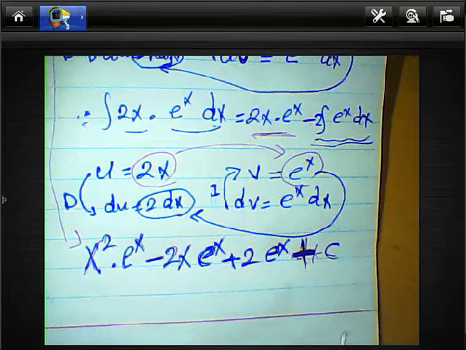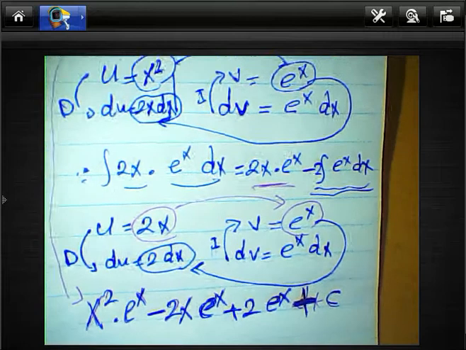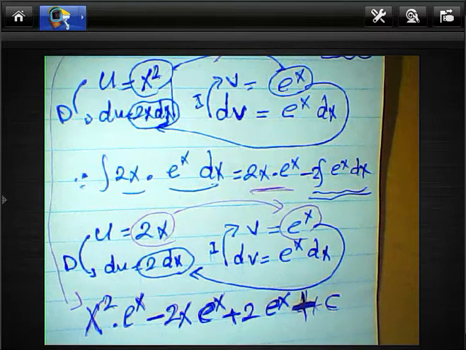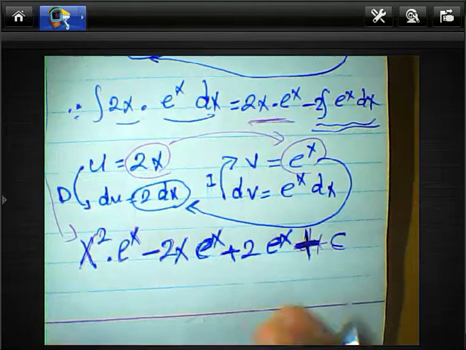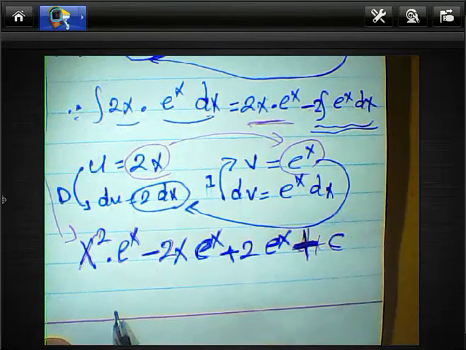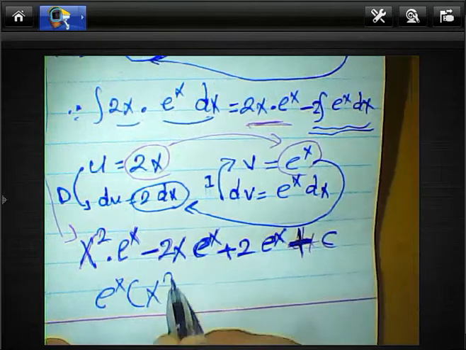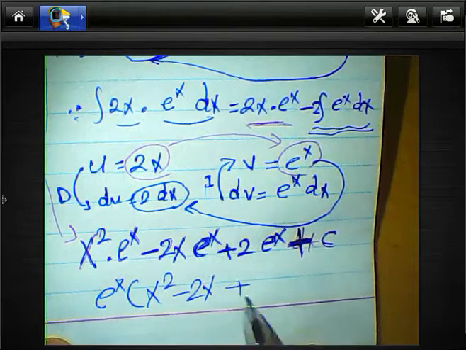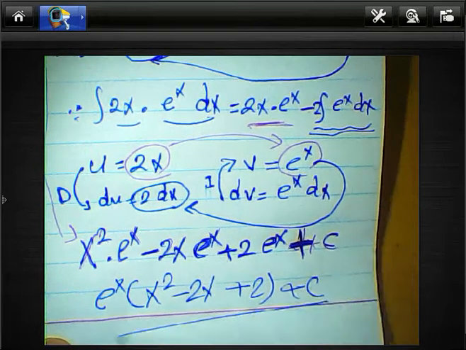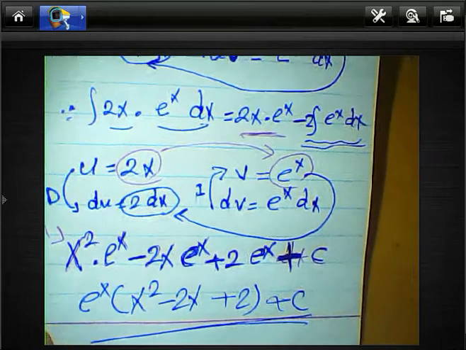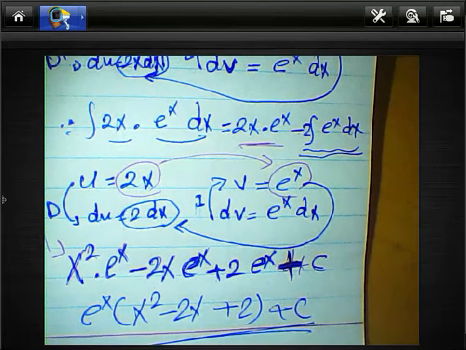It's easy or not? You must use this method to solve an example. You can complete this and simplify it. We can take e power x outside here and write x power 2 subtract 2x plus 2 in brackets plus constant outside. You can simplify this example.